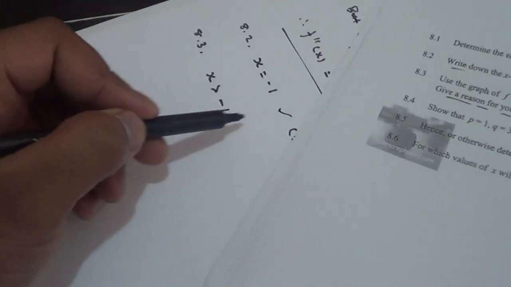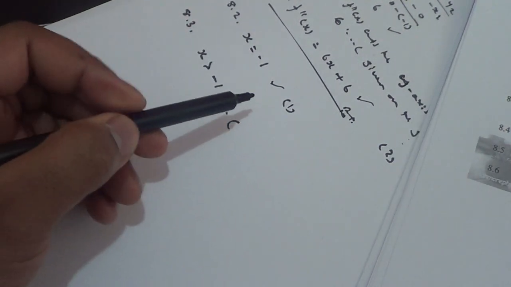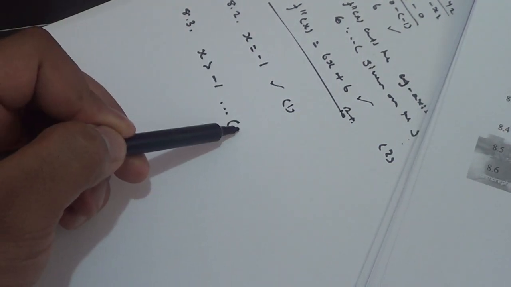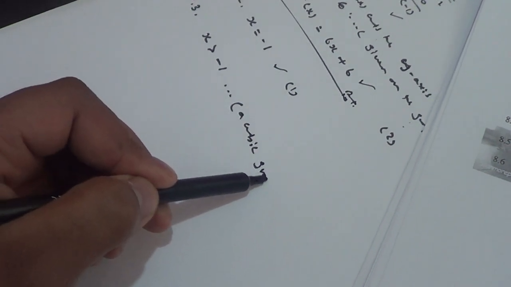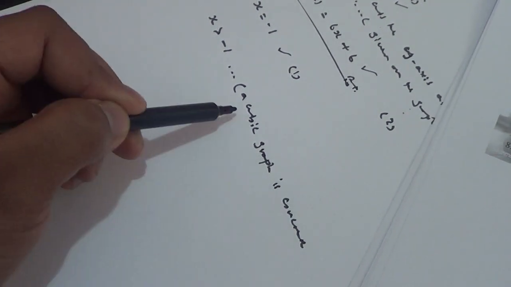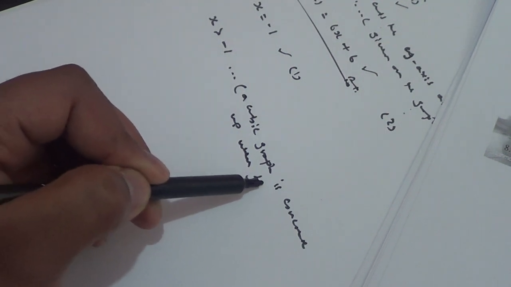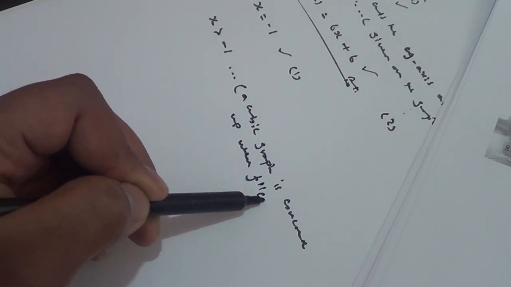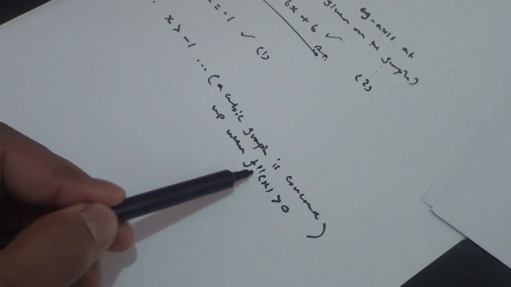Okay, so that is the story. And then what is the reason here? They wanted a reason. We can say a cubic graph is concave up when the second derivative is greater than zero. Remember, f double prime x is essentially y.